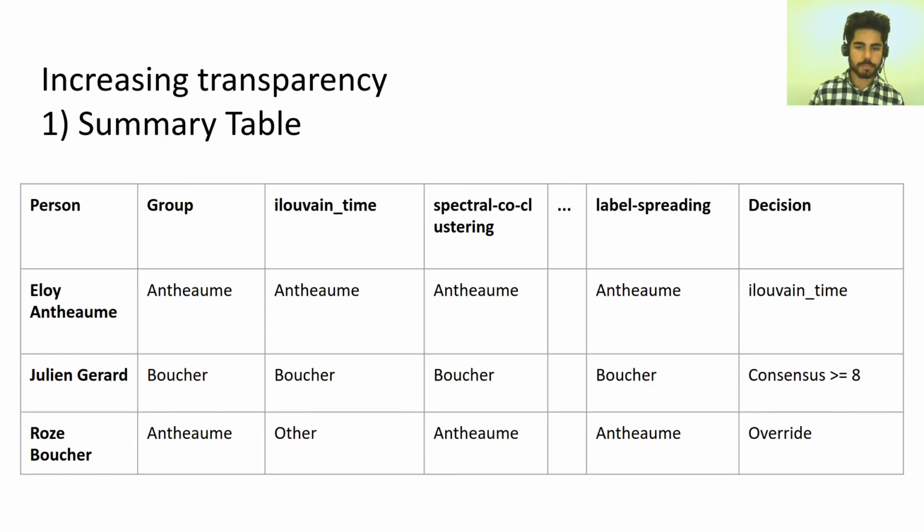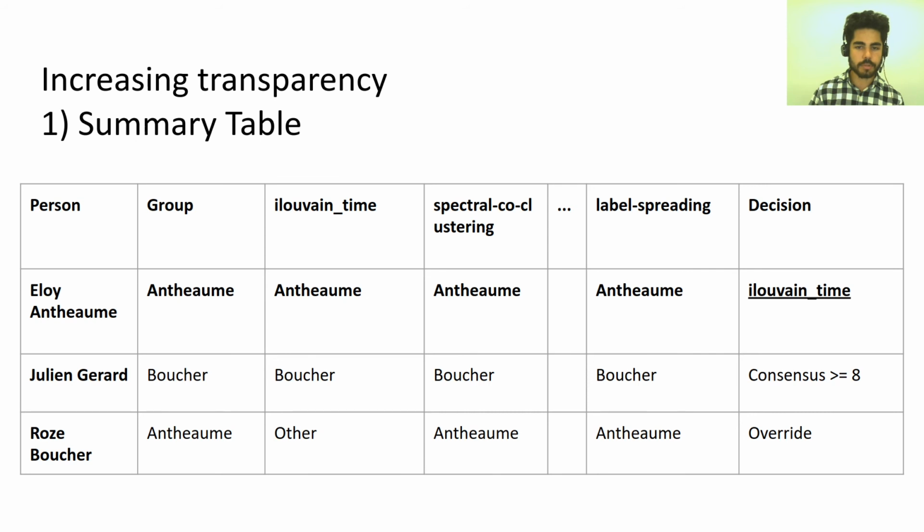To increase transparency about how the final partition has been constructed, a summary table and reports are generated at the end of the process. For each person, we see the consolidated label along with the labels produced by the list of algorithms and what the decision was. Here is a sample of the summary table of the first case study.